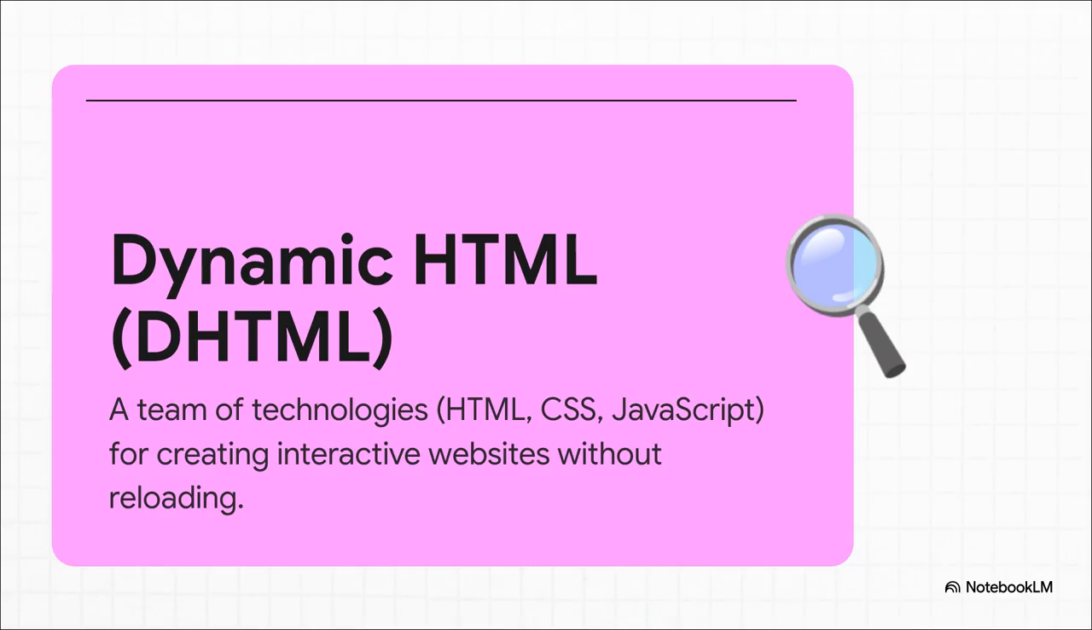Now, the solution here wasn't some brand new language. It was a new name for a team of technologies that already existed, Dynamic HTML, or DHTML. And you really got to get this. DHTML isn't one thing. It's a team-up. It's the idea of using HTML for the content, CSS for the style, and a scripting language, which was almost always JavaScript, to change that content and style in real time, right there in the user's browser without ever having to talk to the server again. This was the key to making pages feel alive.